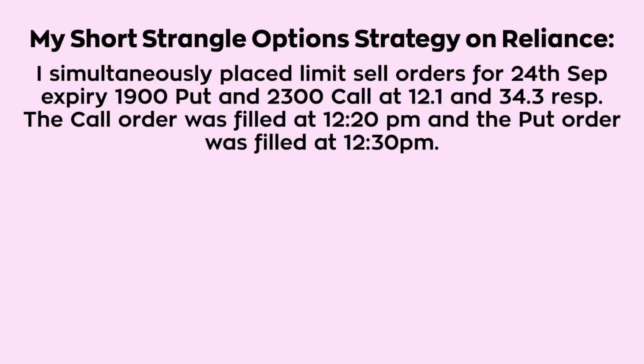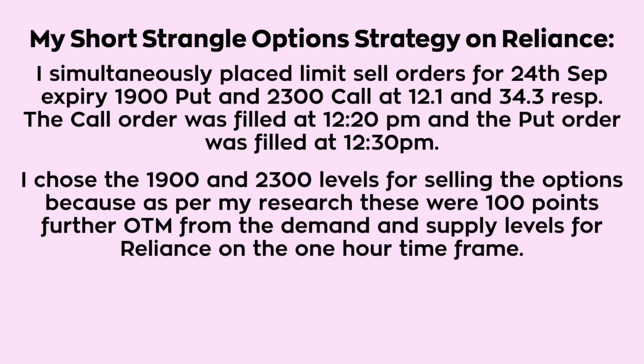I simultaneously placed limit sell orders for 24th September expiry, 1900 put and 2300 call at 12.1 and 34.3 respectively. The call order was filled at 12:20 pm and the put order was filled at 12:30 pm. I chose the 1900 and 2300 levels for selling the options because, as per my research, these were 100 points further out of the money from the demand and supply levels for Reliance on the 1 hour time frame.